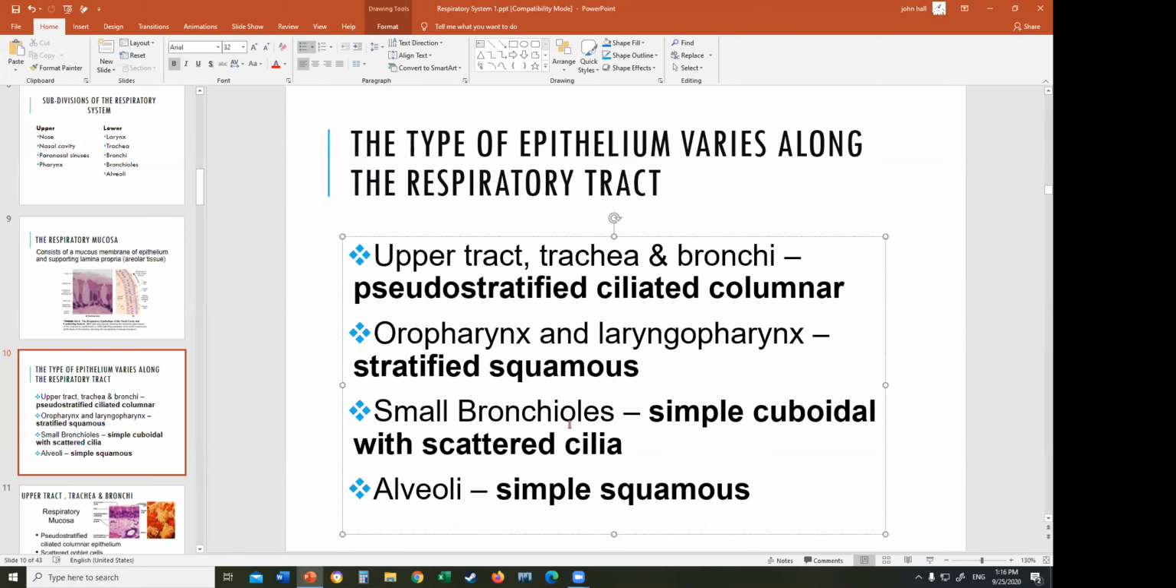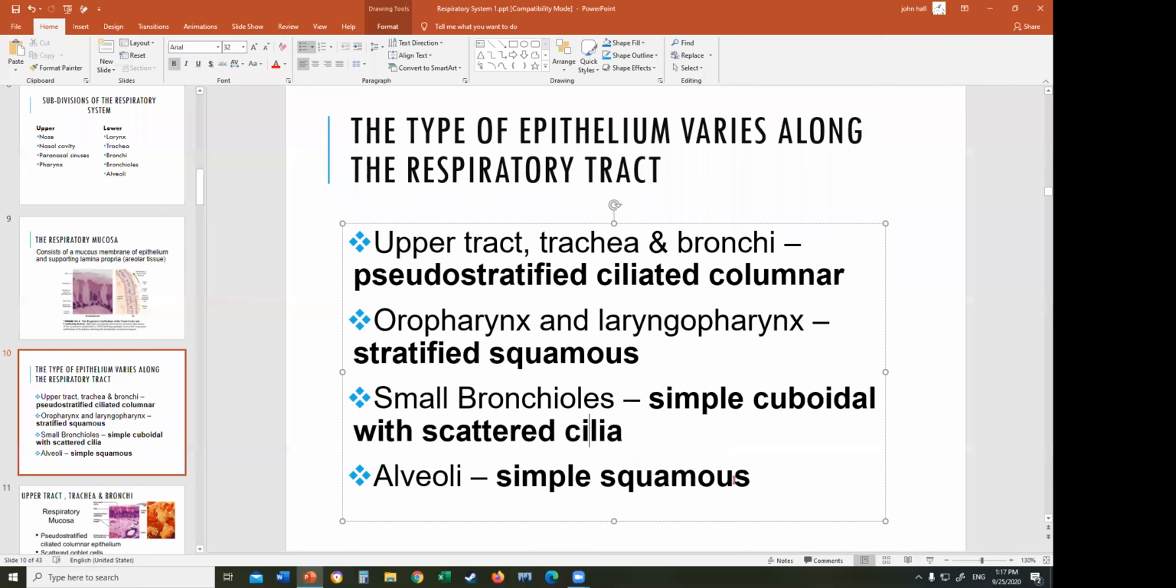Then in the bronchioles now, you find simple cuboidal cells, and they have cilia on them. All right? Remember that simple cuboidal cells are secretory cells, and since they have cilia on them, they must be moving something as well, right? And the alveoli themselves are made up of simple squamous tissue, which means single cell, flat, easy for things to pass through them, right? So these are the four main types of epithelial tissue you'll find in the respiratory system, right?